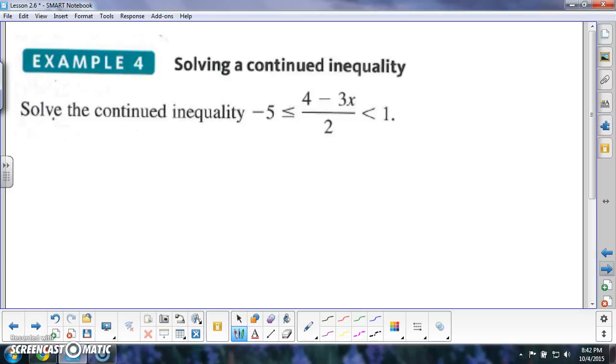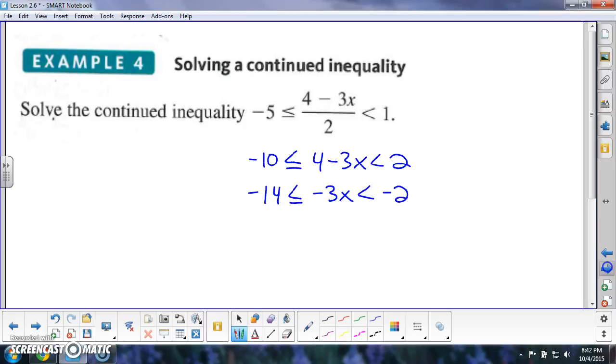Another compound inequality here. Again, there's a left side, a middle, and a right. So if you multiply each side by 2, we'd have a negative 10 is less than or equal to 4 minus 3x less than 2. Now we'd subtract 4 to each side, giving us a negative 14 less than or equal to negative 3x less than negative 2. And now we're dividing by negative 3, which means we're going to have to switch that symbol.